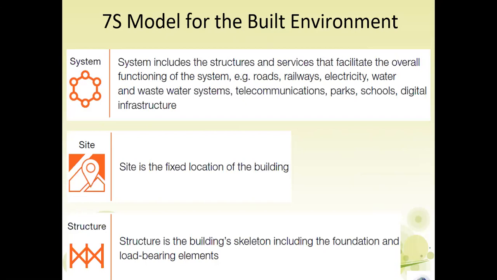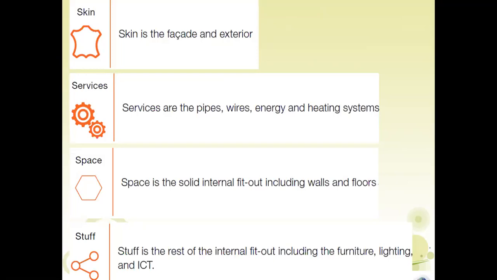You start at the system level, then you come to your site characteristics, then structure, and next the skin. The skin is a very important element, of course, of your building. This is what regulates your interior environment, so the design of the skin is very important. Once you do that, the next level down is services: your pipes, all your M&E parts. So these also have to be coordinated.